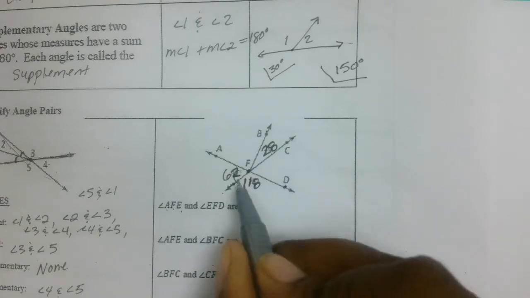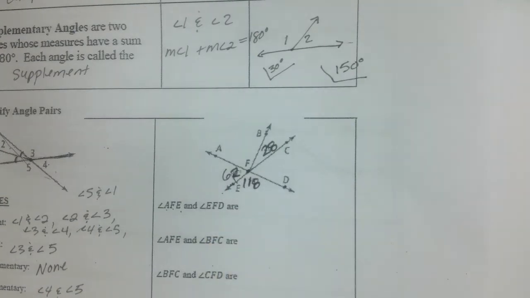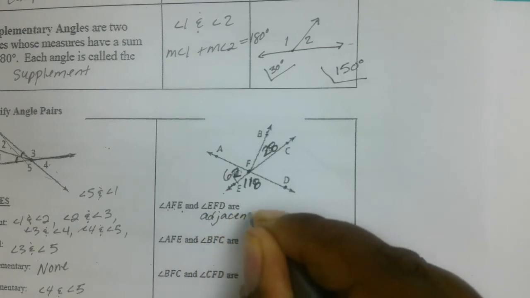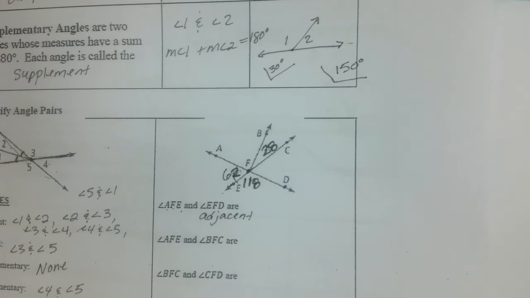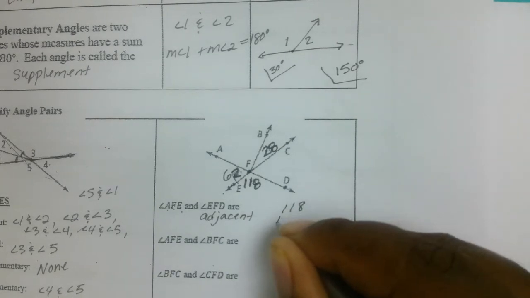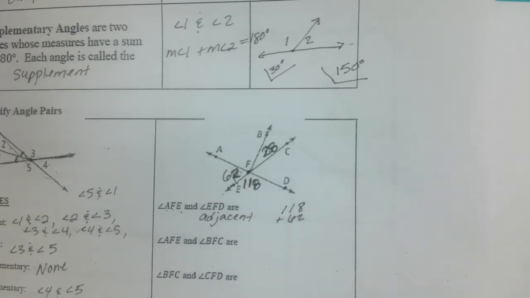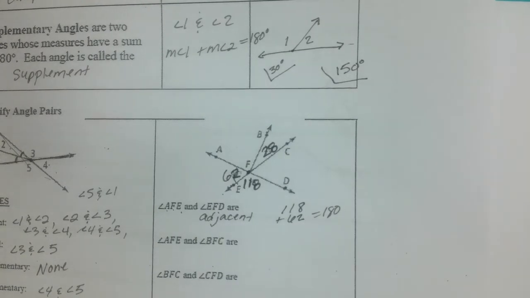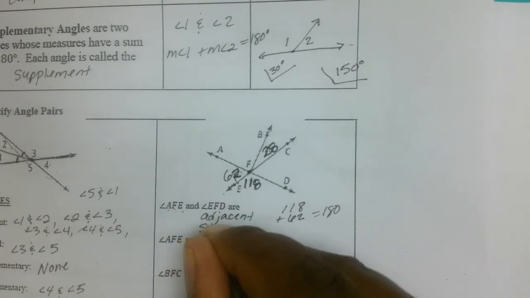Well, I know one, these are adjacent because they're next to each other, so I can write adjacent. But let's see, do they add up to be anything? 118 plus 62. 118 plus 62, ooh, that adds up to be 180. So not only are they adjacent, but they're supplementary as well.